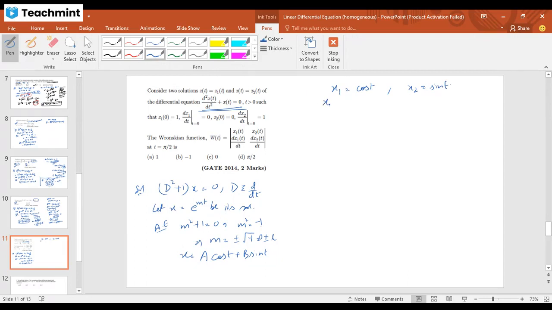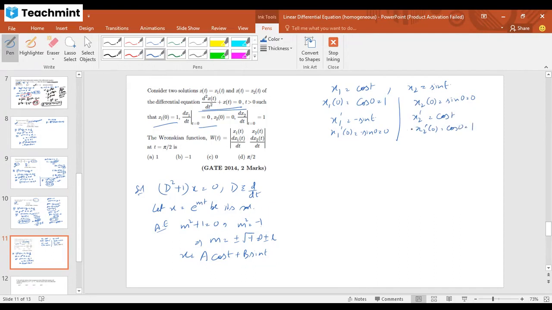So what is x1 of 0? When t equal to 0, cos 0 is 1. And what is x1 dash? It is minus sin t. So x1 dash of 0 is minus sin 0, and sin 0 is 0. Okay, it satisfies both the conditions. Similarly, what is x2 of 0? x2 of 0 is sin 0, it is 0, and x2 dash is cos t, and x2 dash of 0 is equal to cos 0, which is equal to 1.